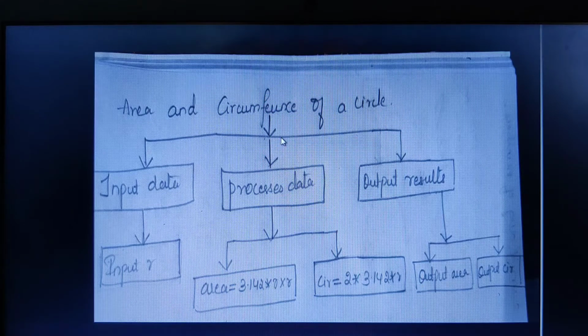This main program is divided into sub problems. The first one is to ask for the input data. The next is processing data. The next is output. In input data, what is required to calculate the area and circumference? That is input R. And when you process your data, we have two subtasks here. One subtask is to calculate the area. The other subtask is to calculate the circumference. Once we calculate the area and circumference, the next subtask is to provide the output. So output area and output circumference. So this is one of the examples.